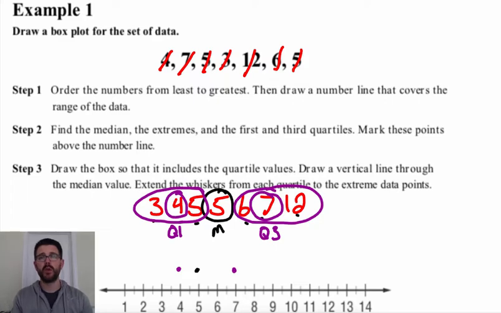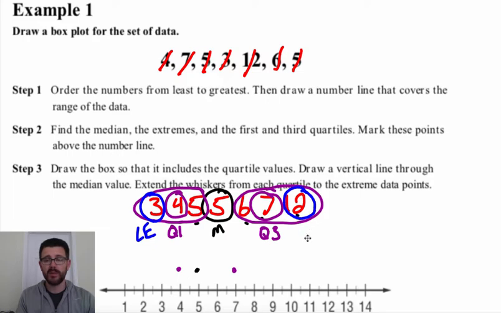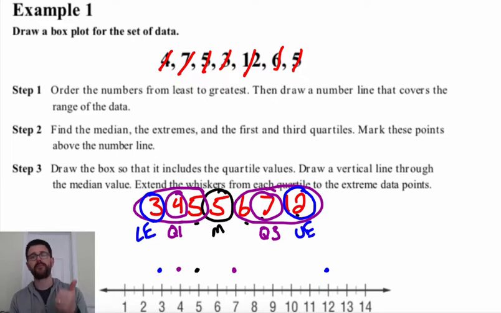And then my upper and lower extremes. Sometimes we call them the minimum and the maximum. The minimum is 3. That's my lower extreme, or the minimum. My biggest number, my maximum, is 12, or my upper extreme. I'm going to put a dot at 3 and 12. So the only dots I put on there are the 5 numbers I calculated. The median, my 2 quartiles, and then my upper and lower extreme, my minimum and maximum.